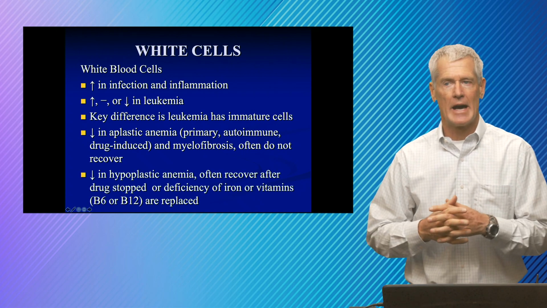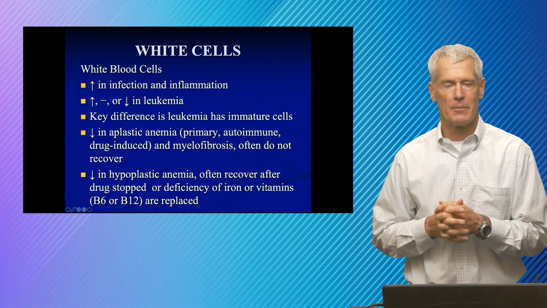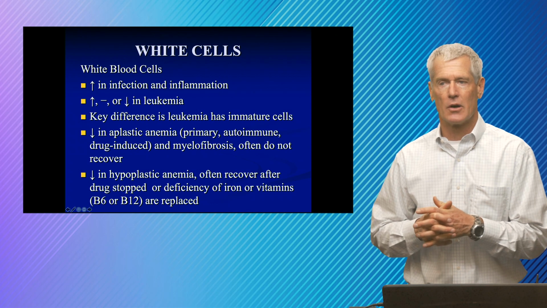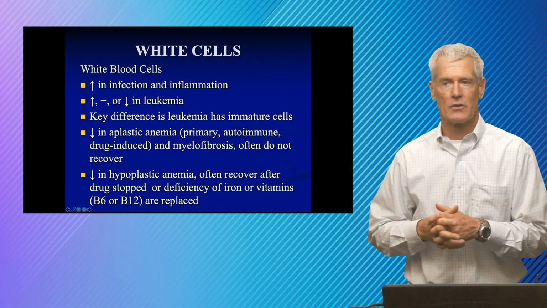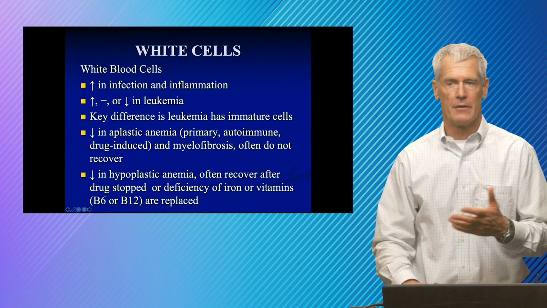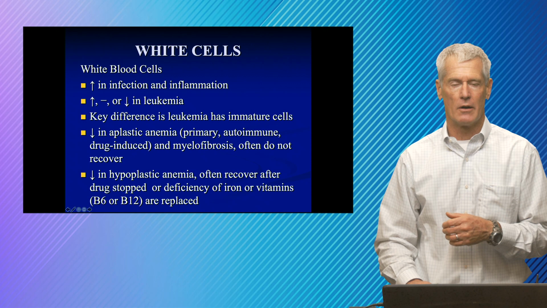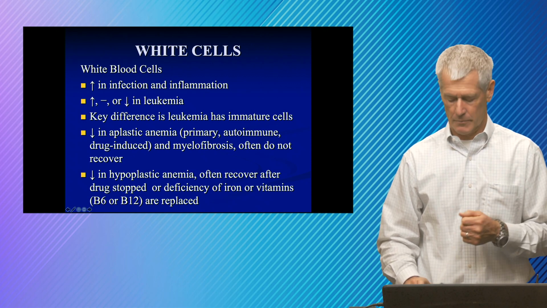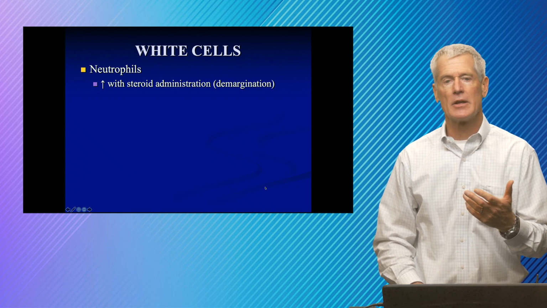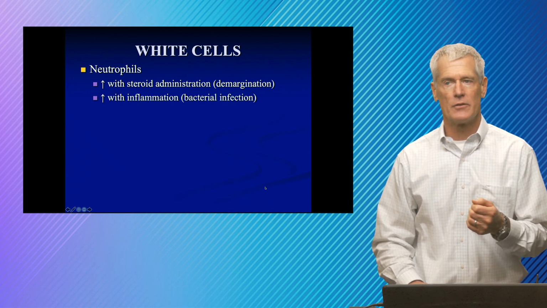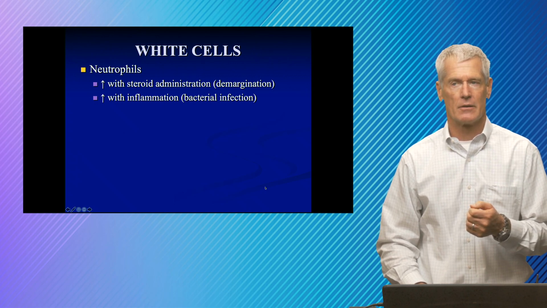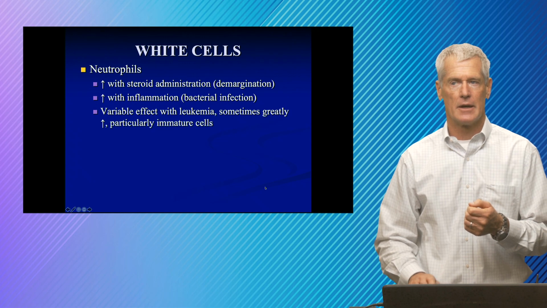Hypoplastic, so white cells go down in some cases of hypoplastic anemia. Hypoplastic anemia is typically referring to decreases in red cells, but it also can be accompanied by decreases in white cells. If you have a B12 deficiency, you replace your B12, patients recover from that. So neutrophils, typically with steroid administration, you're going to see an increase of neutrophils. They're also increased in inflammation. That makes sense. They're fighting bacteria.